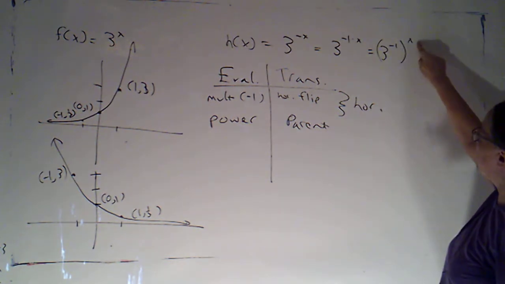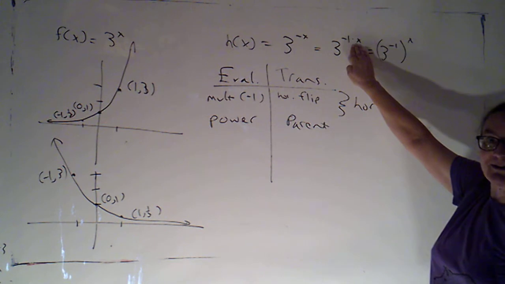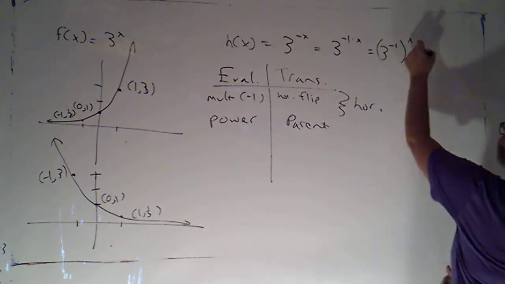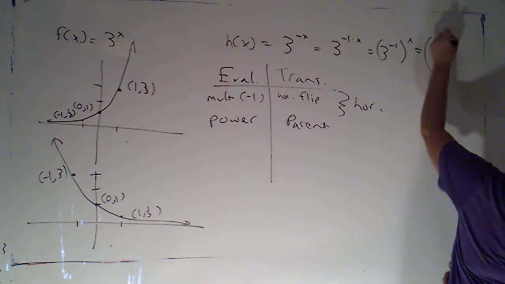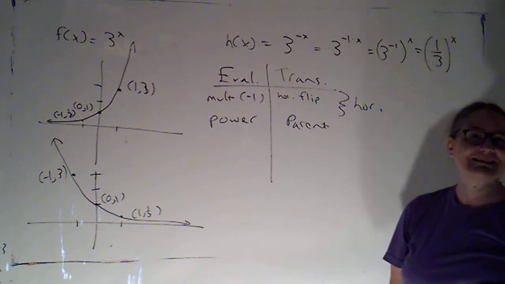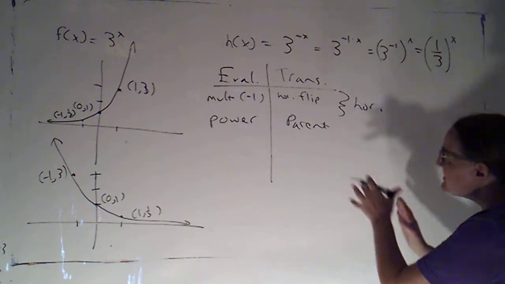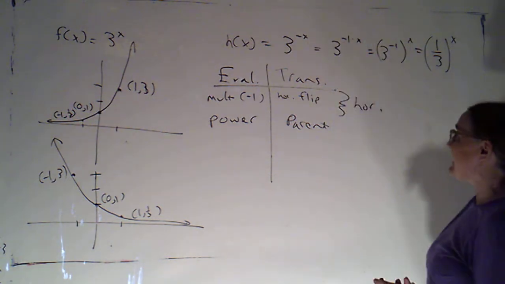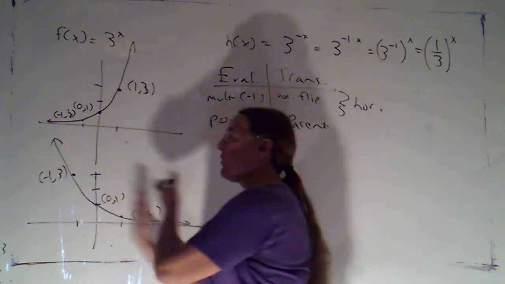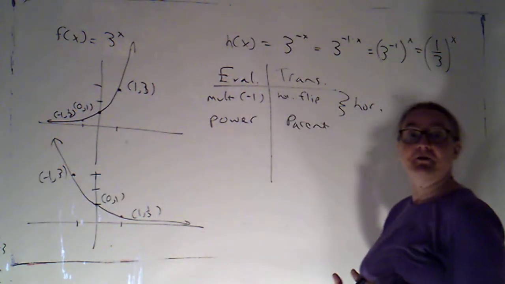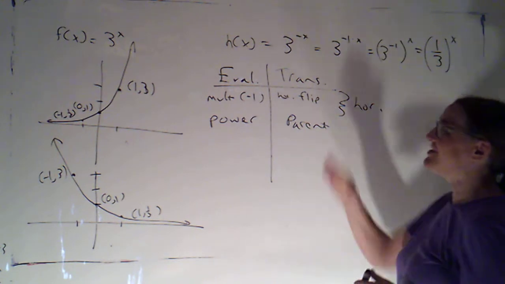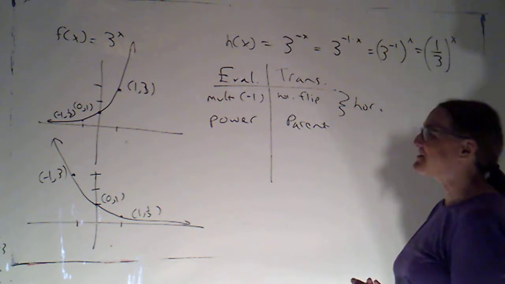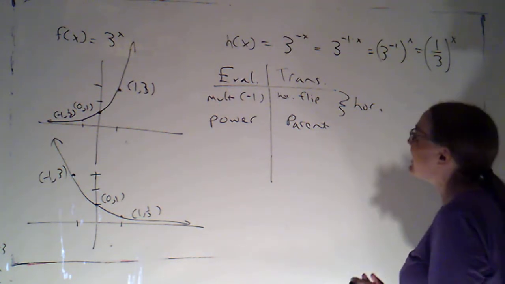When I have a power to a power, that's equivalent to multiplying the powers. But if I'm multiplying powers, I can say that's a power to a power. But this is just the same as 1/3 to the x. Okay. So you will see some examples in the homework that do have a negative sign up there in the exponent so that you are viewing that as a horizontal flip. But a horizontal flip does the same thing as just changing the base to the reciprocal base, which I think is kind of interesting. Okay, excellent.